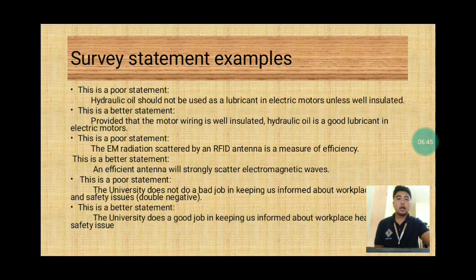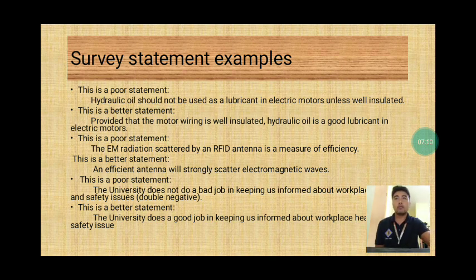Next, a survey statement example. This is the first statement: Hydraulic oil should not be used as a lubricant in electric motors unless well insulated. So this is a better statement: Provided that the motor wiring is well insulated, hydraulic oil is a good lubricant in electric motors.